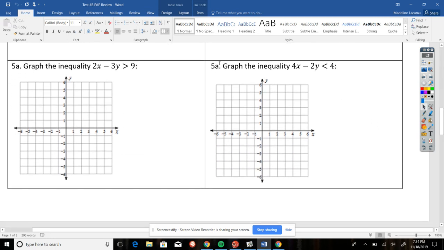I really forgot to change these to B's. My bad. Should be 5B.